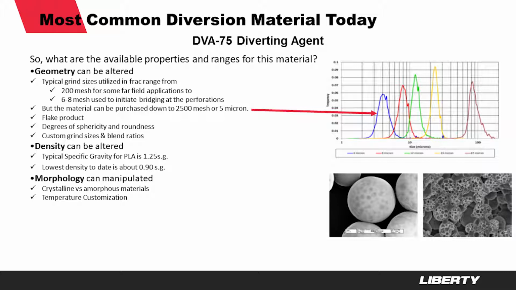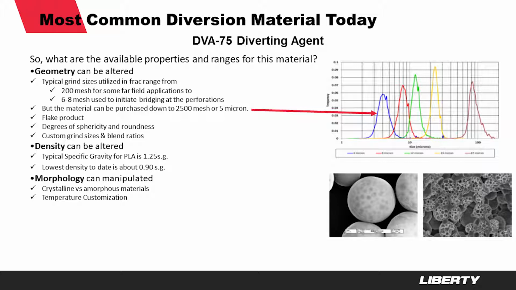Different types of flake product are also available. Varying degrees of sphericity and roundness are available. Custom grind sizes can be manufactured, and custom blend rates of any of these products can be optimized for both transport and bridging and are readily delivered to the field.